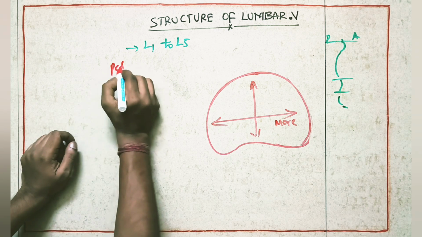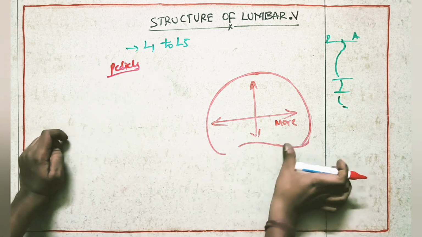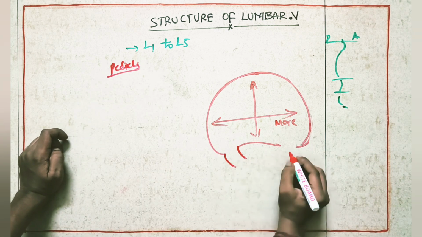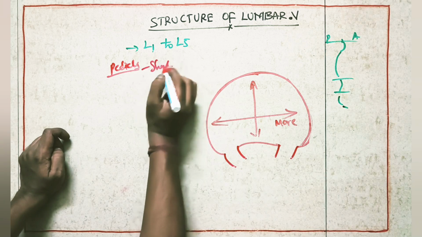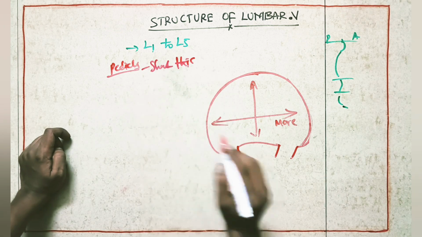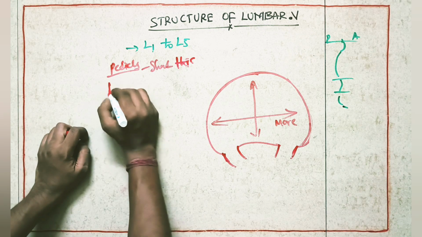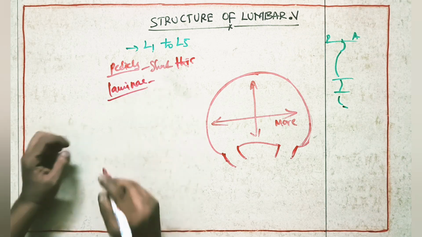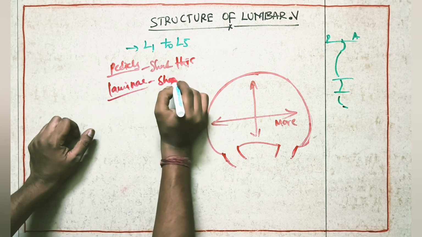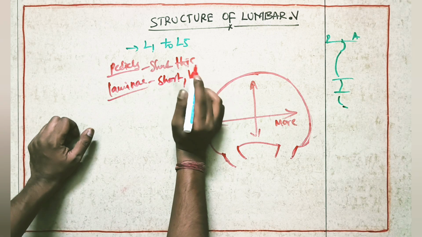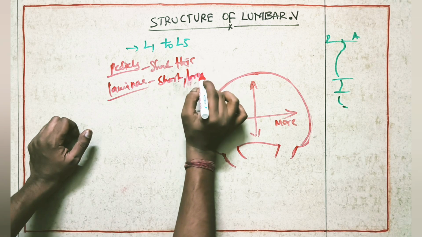Now if we come to the pedicles present in the lumbar spine, these pedicles are short and very thick. That's why I draw them like this, short and thick pedicles. Now if we come to the laminae, the lamina is also short and broad here.